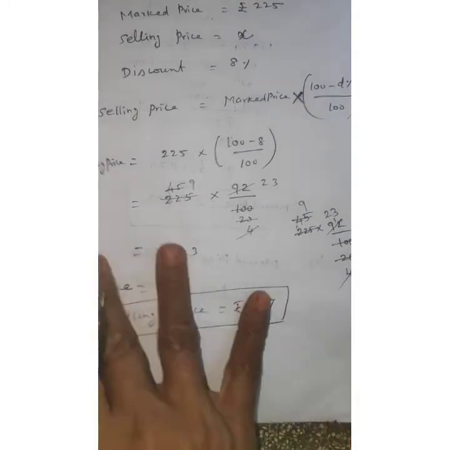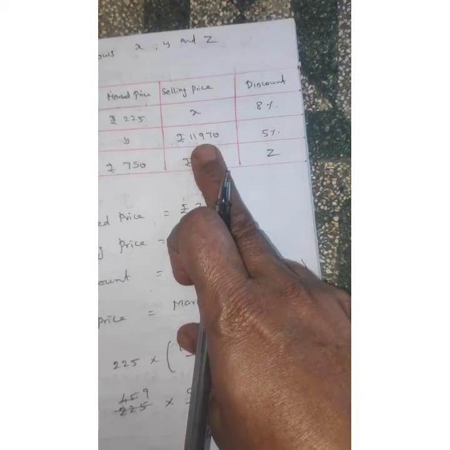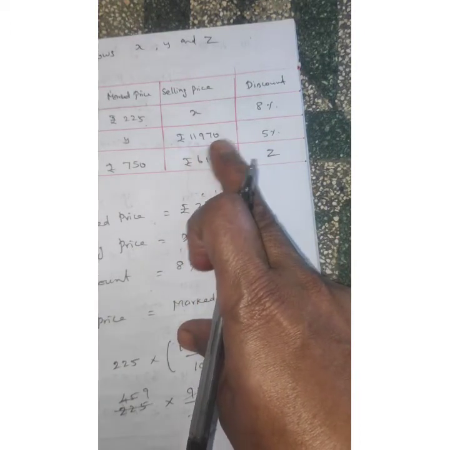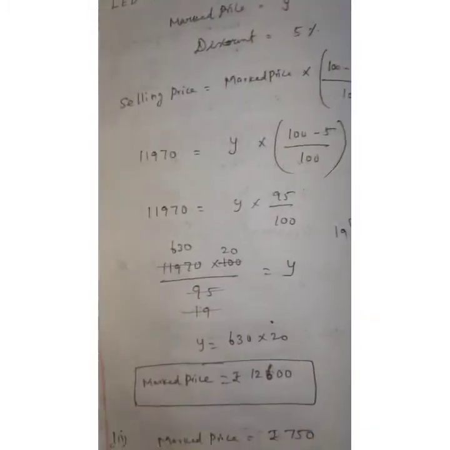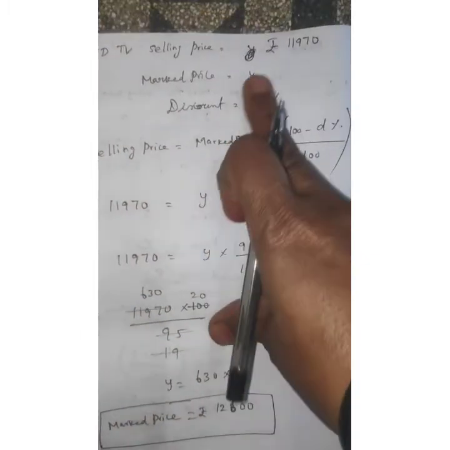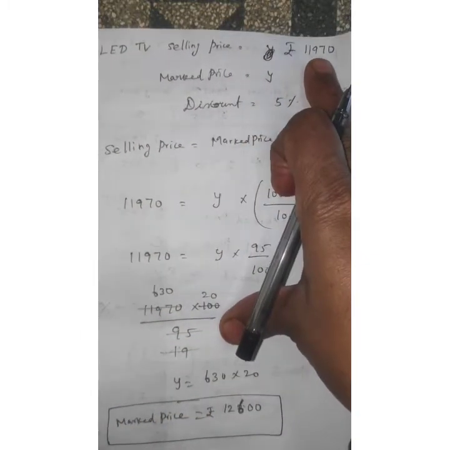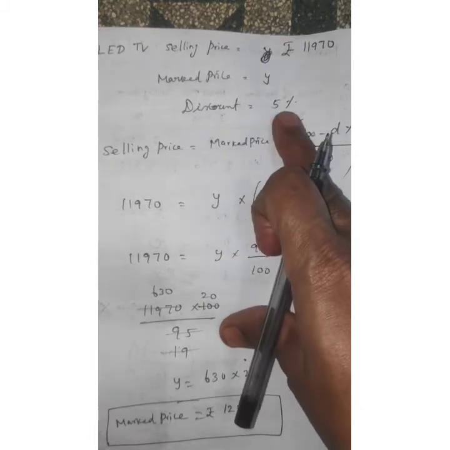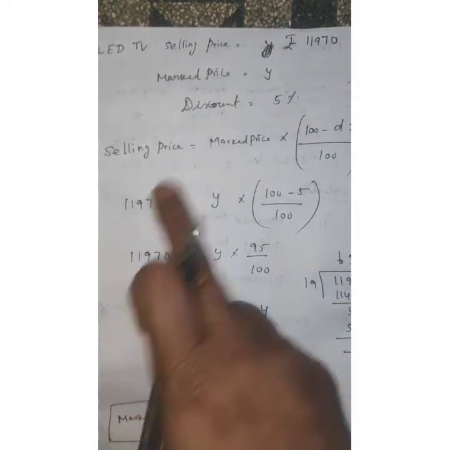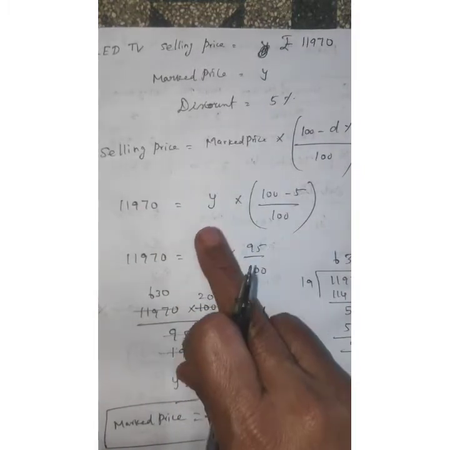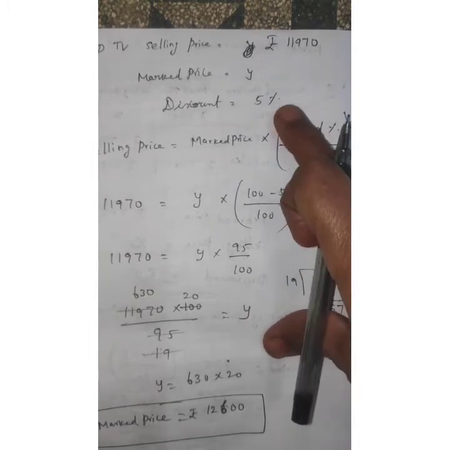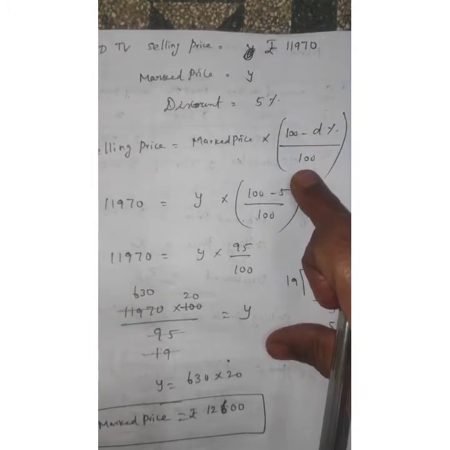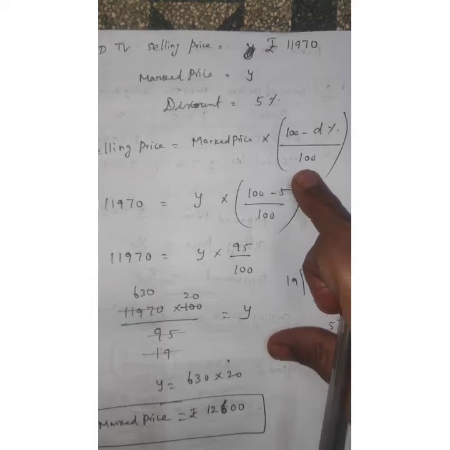Rupees symbol is very important. Second question, for LED TV, market price is y. Selling price equals 11,970 rupees. Discount equals 5 percent. Same formula, and do the sum. LED TV selling price 11,970 rupees. Market price y. Discount is 5 percent. Now substitute the selling price value: market price value equals y, 100 minus discount value 5 divided by 100. This percentage means by 100, already given in the formula, so no need to write it again.